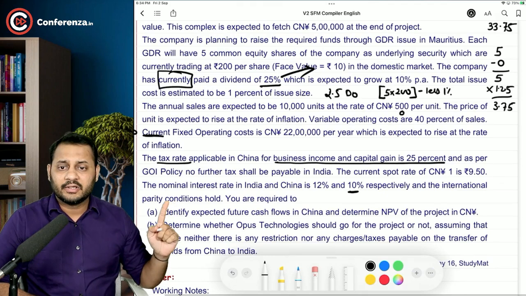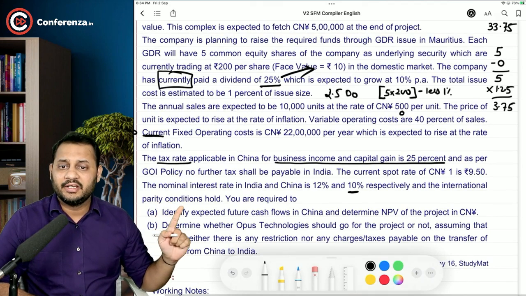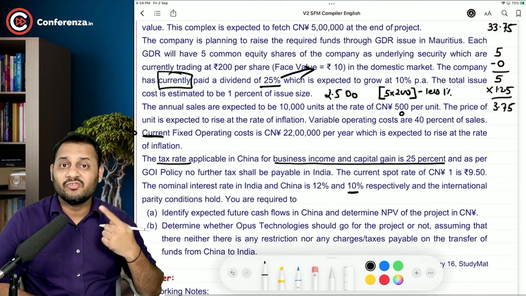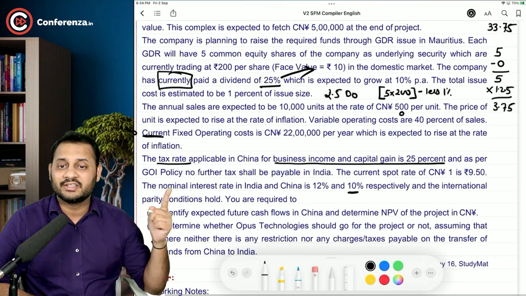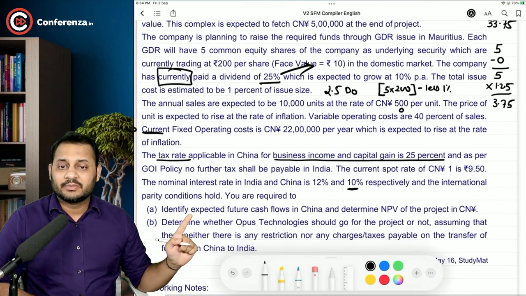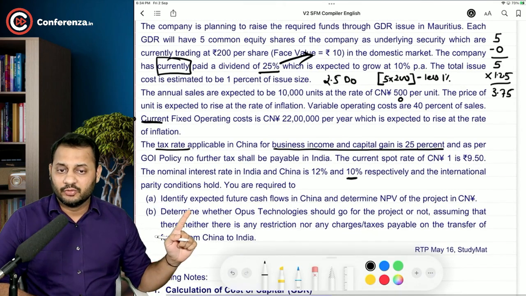Let's see, respectively, and the international parity conditions hold. You are required: why do we need international parity conditions? For calculating the forward rates according to purchasing power parity theory. Identify expected future cash flows in China and determine NPV of the project in Chinese yuan.